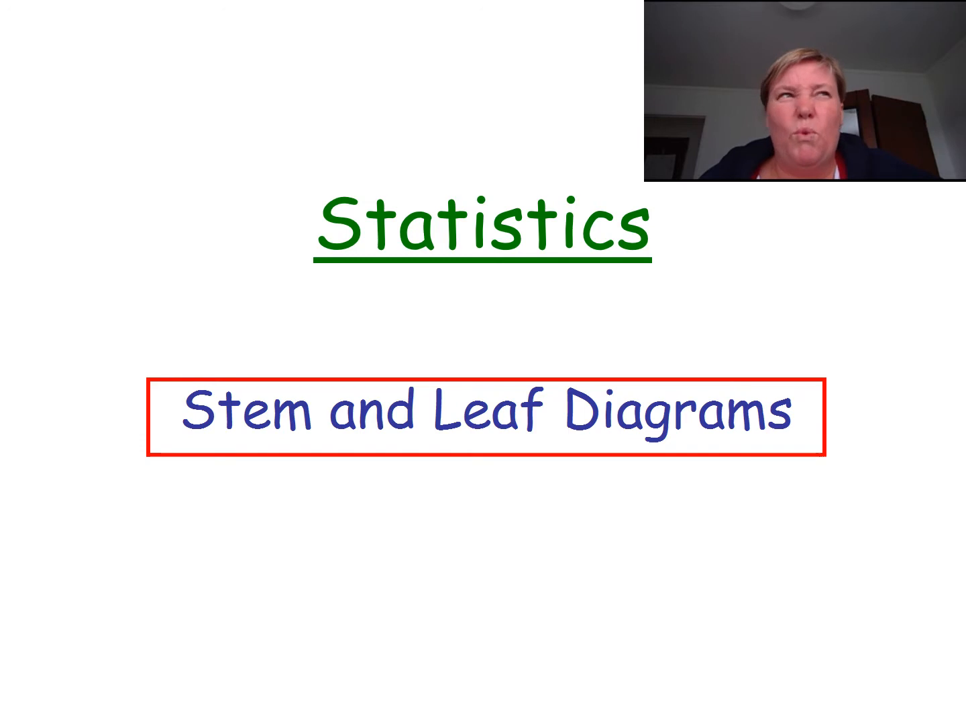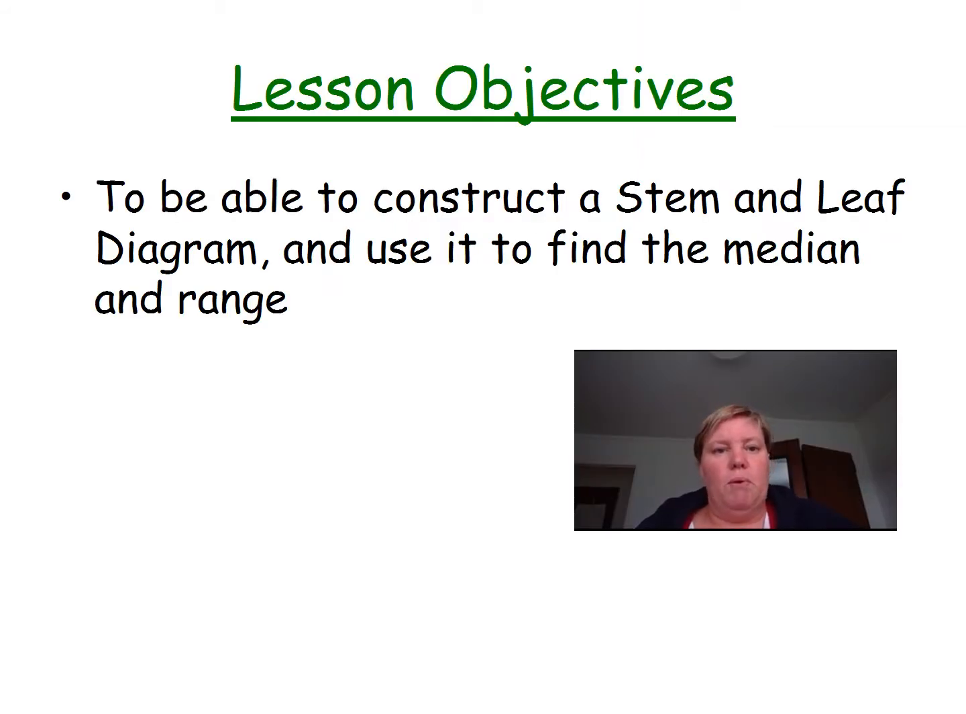By the way, if you're wondering why we do a stem and leaf diagram, two reasons. One, they're really good to record data on, so if you're collecting data. And number two, if you turn it sideways, you've got basically the bar graph or the histogram without having to draw the graph. So you can have a look at the shape of the data. Remember, shape's kind of important. Okay, so this is what we're going to do. We want to be able to construct a stem and leaf diagram and use it to find the median and the range. So good times.